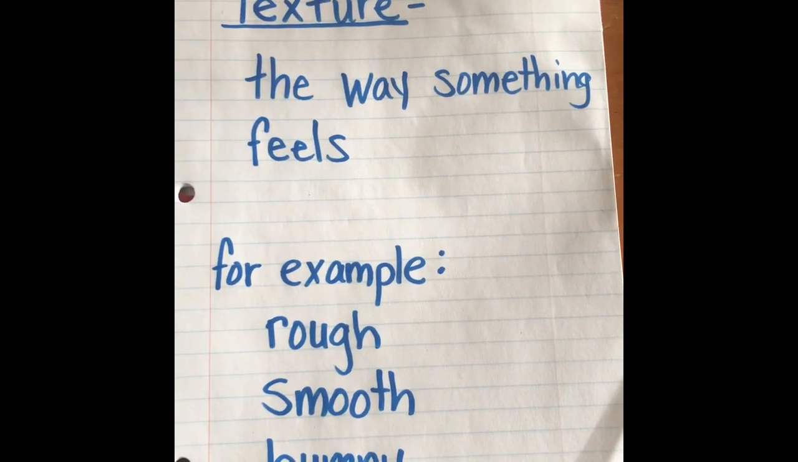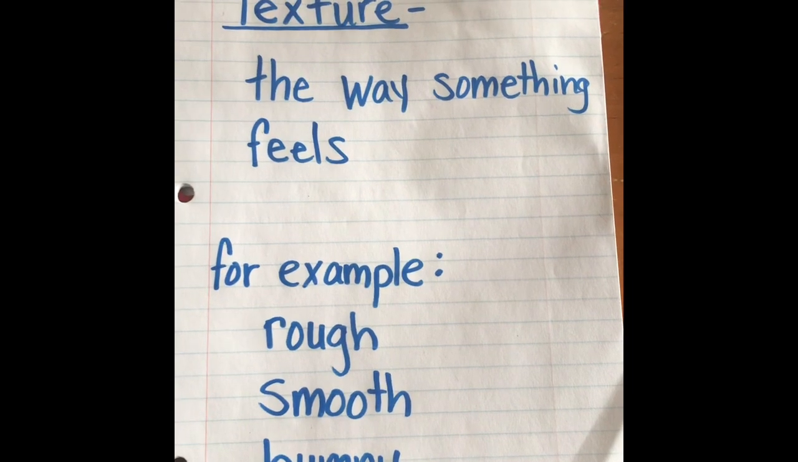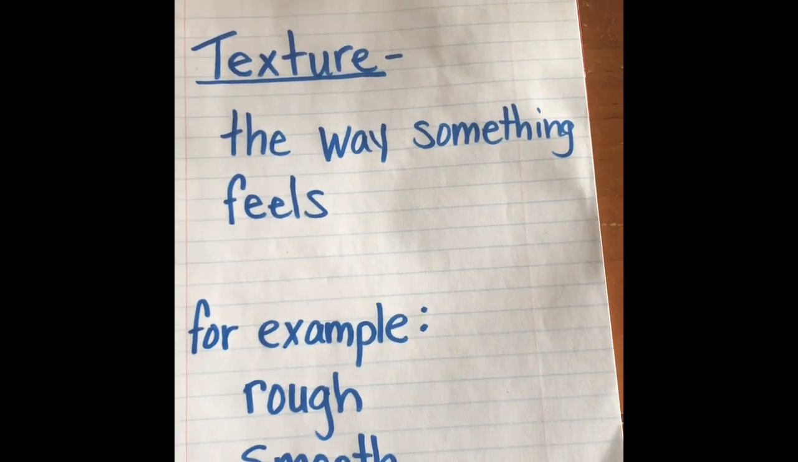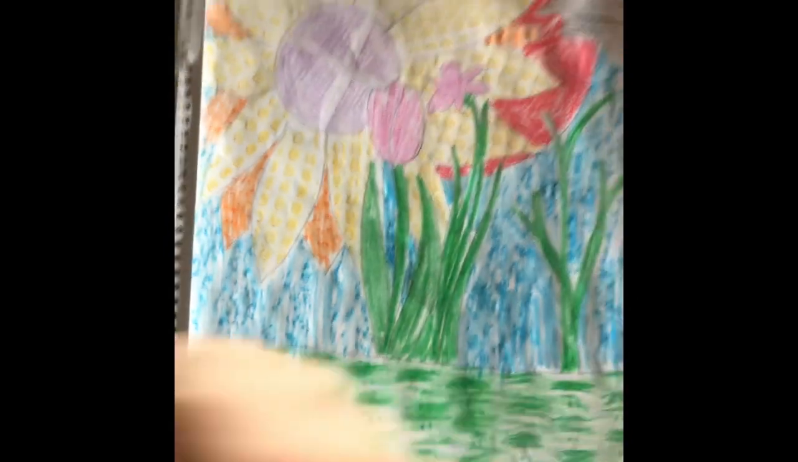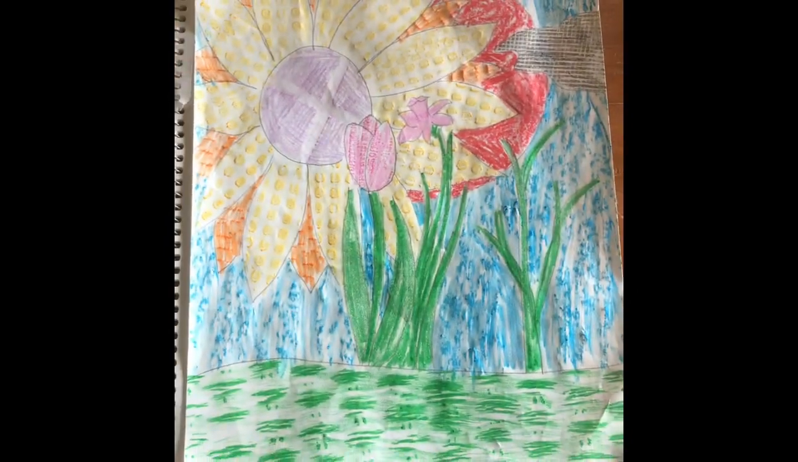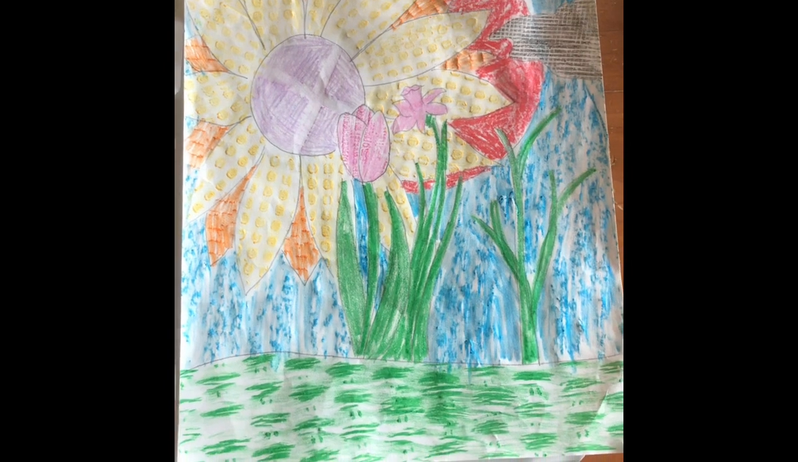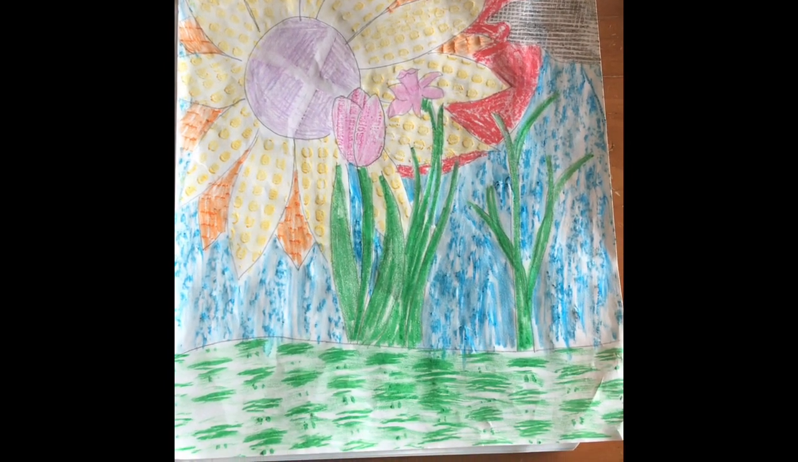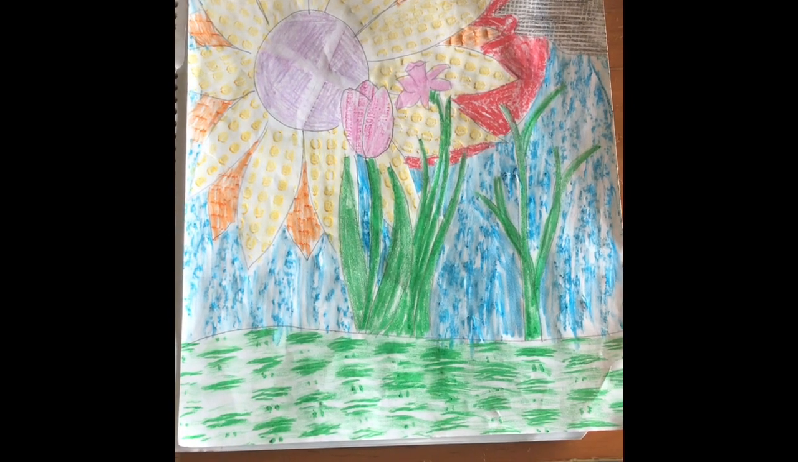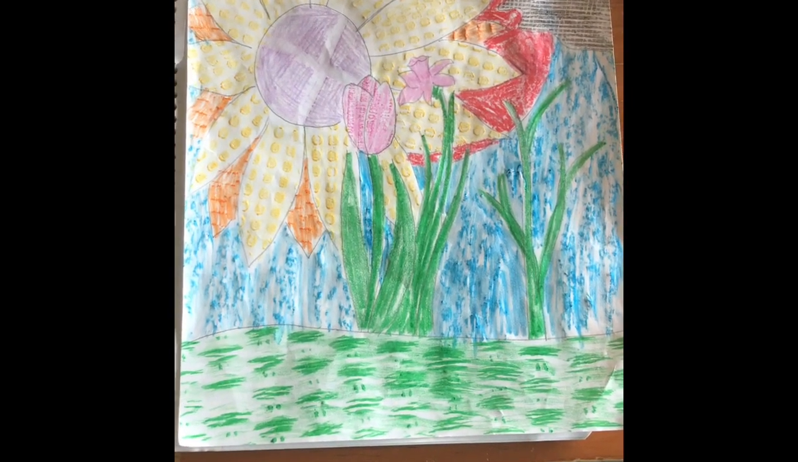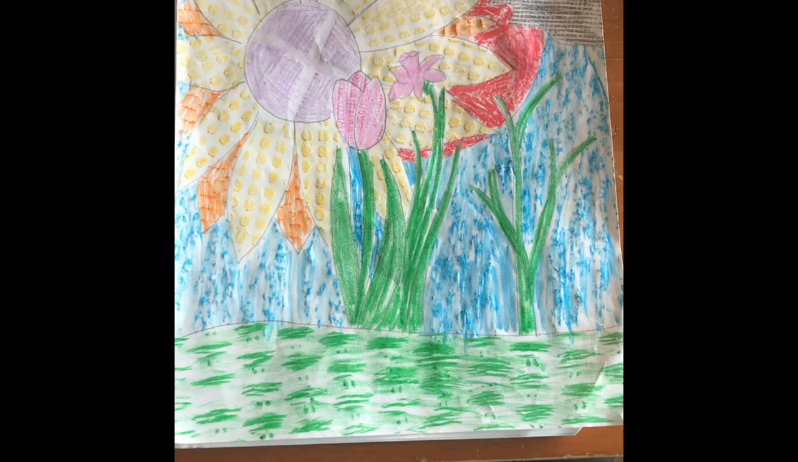So what we're going to do with texture today is we are going to make a picture, and you're going to use at least 5 different types of texture to make your picture look more interesting and give it some more detail. So here's my example that I've finished already, and I am going to show you just how we're going to do it.